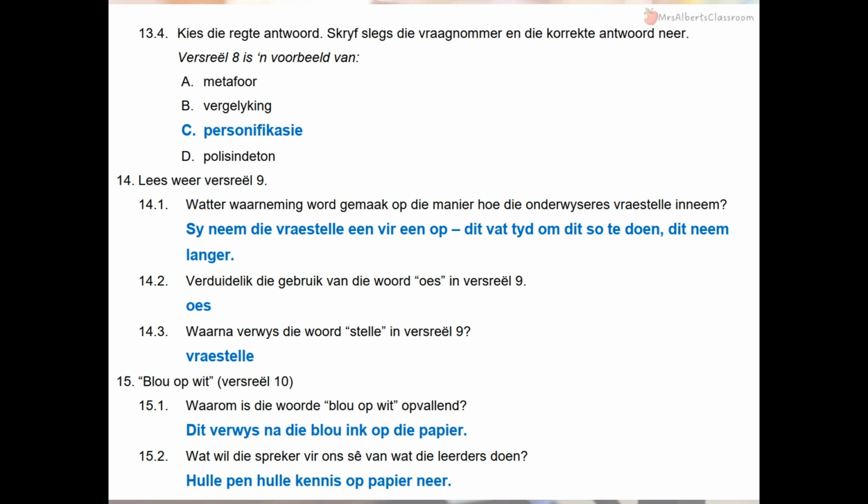So what can you see about the way the teacher is taking in the papers? She is taking them in one by one. It takes time to do so. It takes longer to do so.